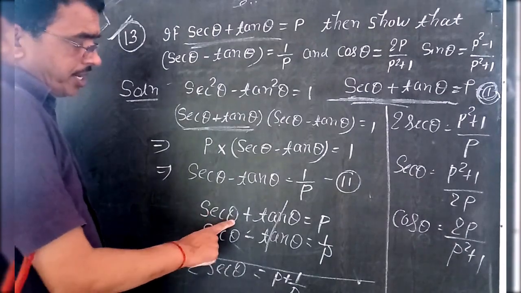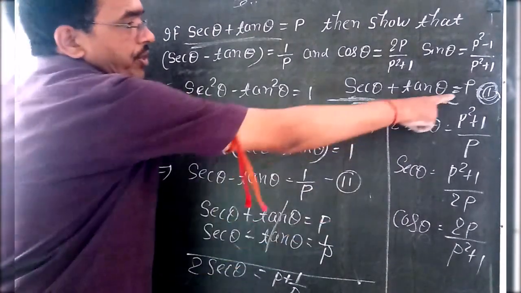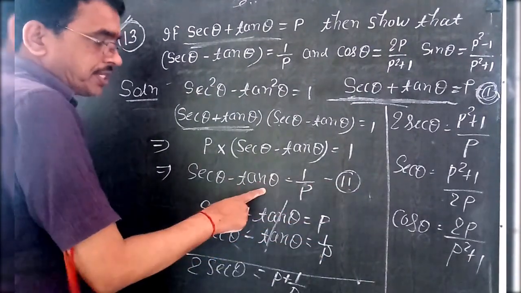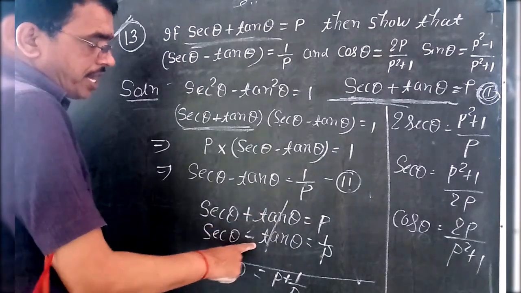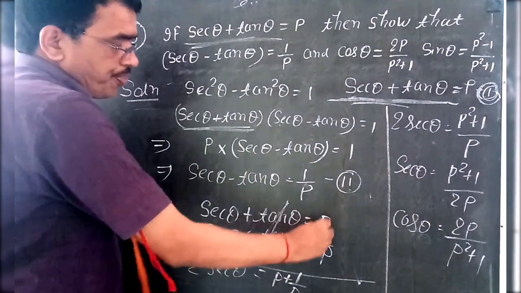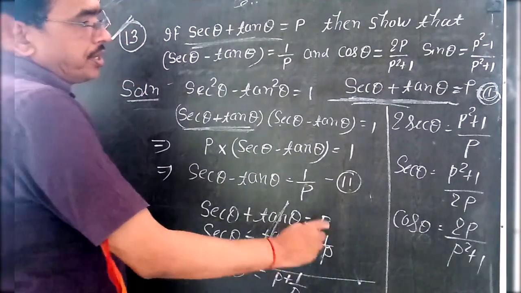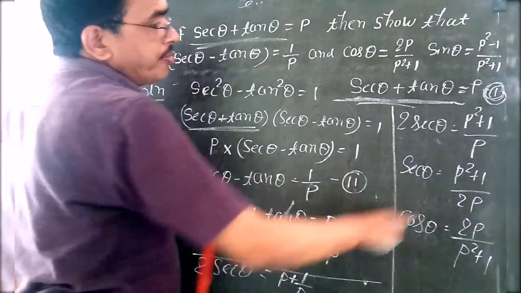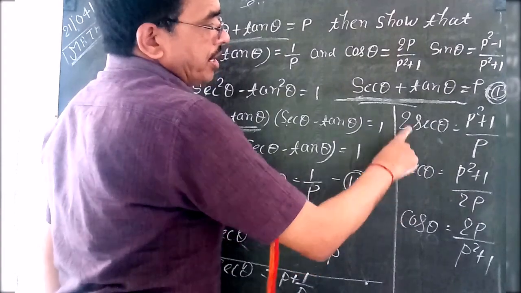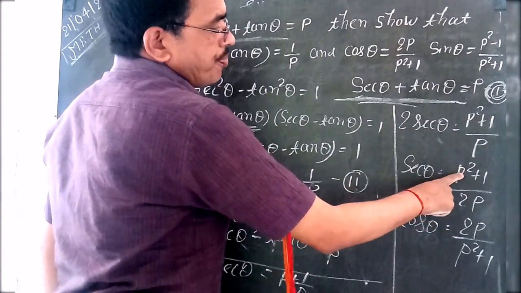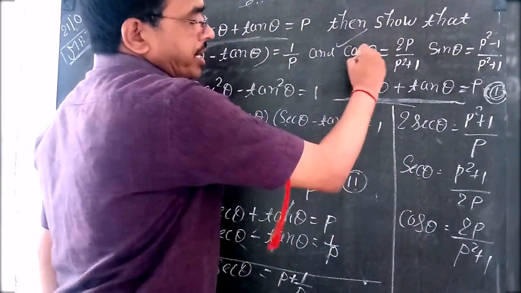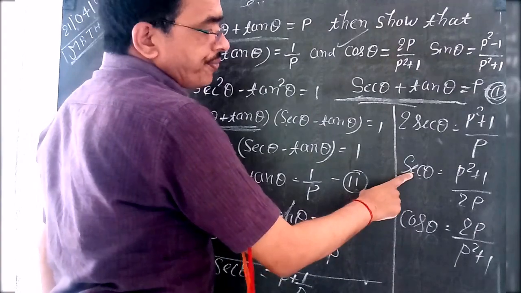Now sec theta plus tan theta is equal to p from equation first, and sec theta minus tan theta is equal to 1 by p from the equation second. Adding both, then plus tan and minus tan both are cancelled, and 2 sec is equal to p plus 1 by p. So 2 sec theta, take LCM, and then you get p square plus 1 by p. It is sec theta, so 2 divided here. So p square plus 1 by 2p. It is sec theta. Your question is cos theta, and cos theta is the reciprocal of sec theta.